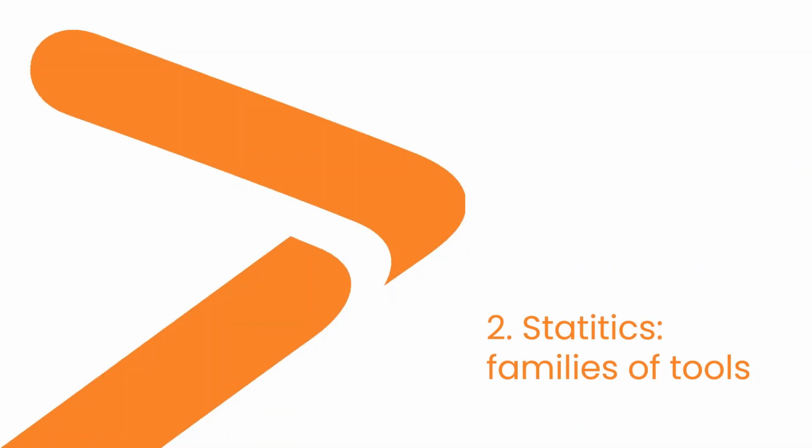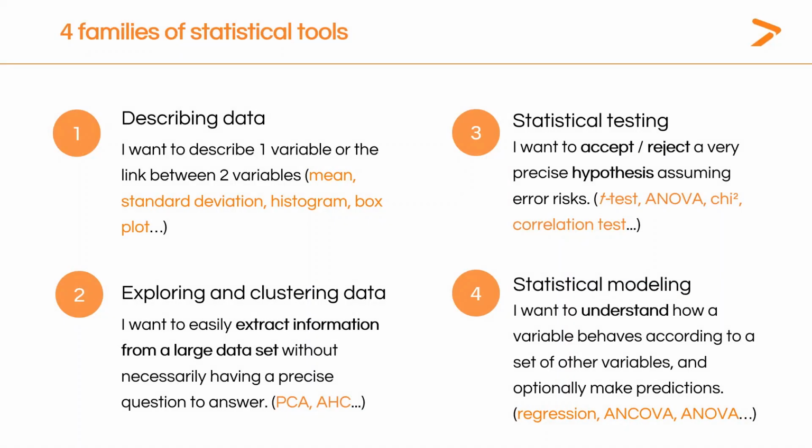So here are a few families of tools in statistics. Or here's my way of dividing statistical tools into different families or categories. First of all, descriptive statistics include tools which allow you to describe one single variable or the link between two variables. So for instance, the mean, standard deviation, histograms and box plots, or scatter plots. This is what we saw the day before yesterday.